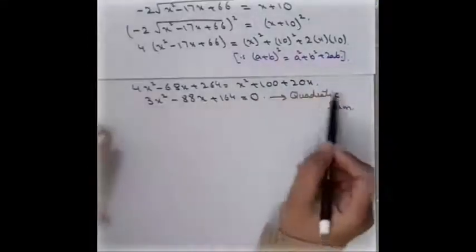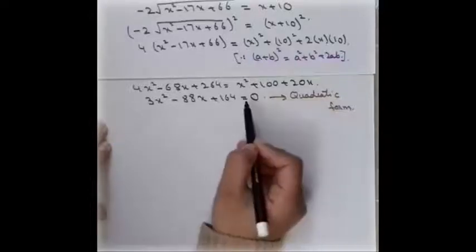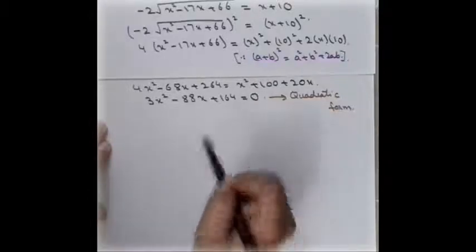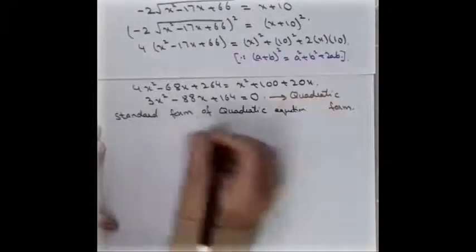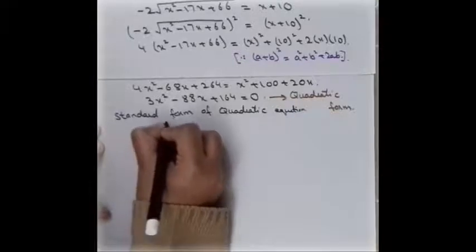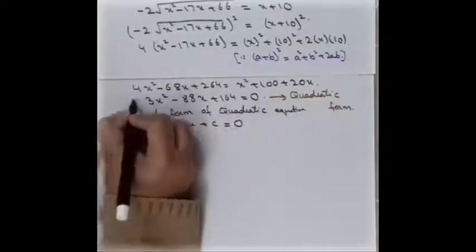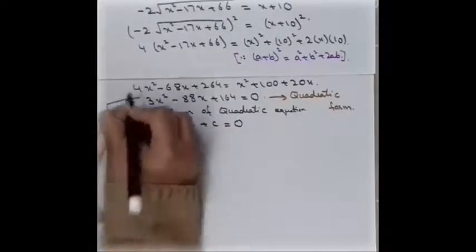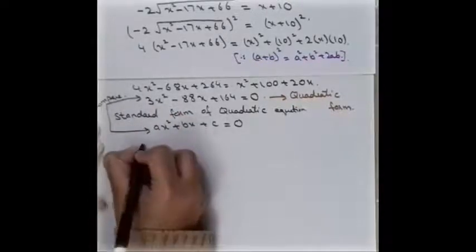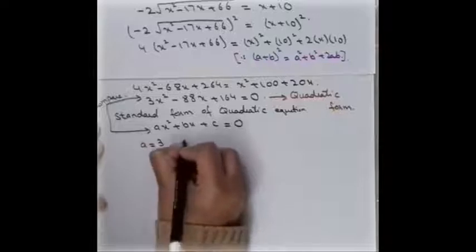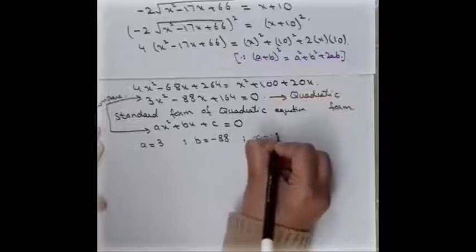So to solve our quadratic equations, we can apply the factorization method, the completing the square method, and the quadratic formula method. I use the quadratic formula method. The standard form of a quadratic equation is ax² + bx + c = 0, and then we compare these two equations. So we have the value of a, which is 3, the value of b, which is -88, and the value of c, which is 164.